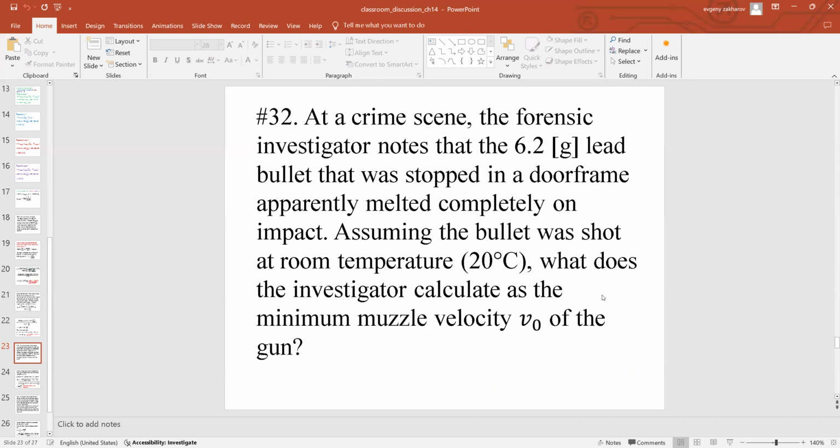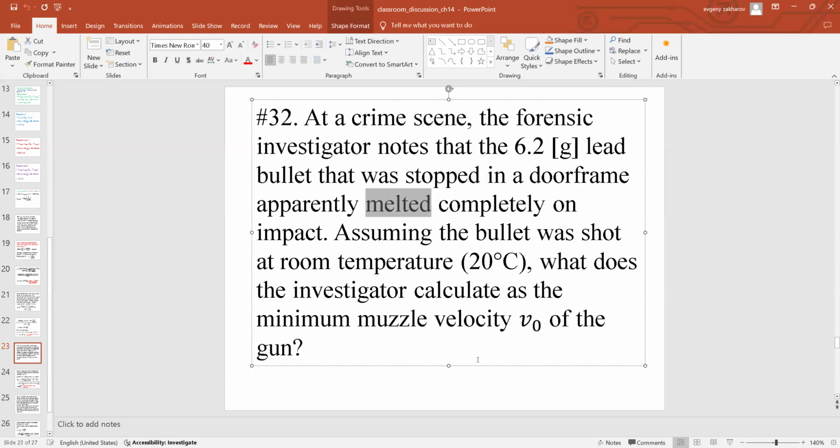Okay, now the crime scene. We got investigators, detectives. There's a lead bullet that was stopped in a door frame and melted. The key word is melted. Melted means there was a phase transfer from what? It was a solid, and now it's liquid. If there was melting process, that's your fusion from solid to liquid. So there is definitely a phase change for this problem as well.